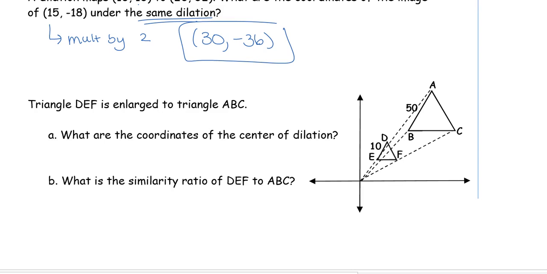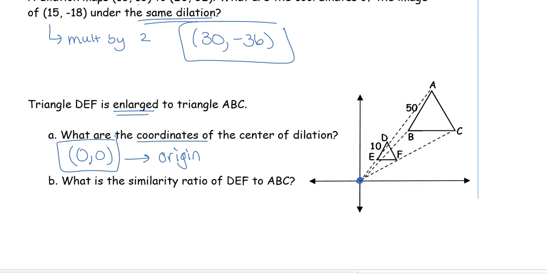Our last one, triangle DEF, so we're starting with DEF, is enlarged to triangle ABC. I'm making it larger, which means I am multiplying by a number to make it bigger. What are the coordinates of the center of dilation? If you see our lines coming through, we are dilating it over the origin. The coordinates of the origin are 0, 0. You want to be very careful because sometimes I'll ask you what is the name of the center of dilation, and the name of the center of the dilation is the origin. But in this case, I asked you for the coordinates, which is just 0, 0.